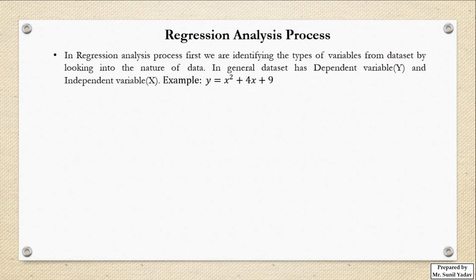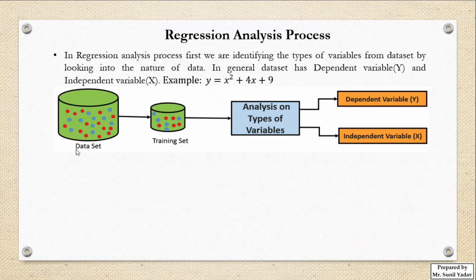I hope this first step is clear to you, and it can be understood in more detail with the help of this example. Here we have the original data set, which has two types of data: red color data and blue color data. From the data set we select some samples and form the training set, and from the training set we do the analysis of the variables. After the analysis we come to the conclusion that we have two types of data: dependent variable data and independent variable data.